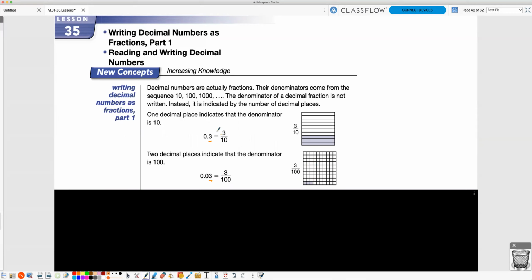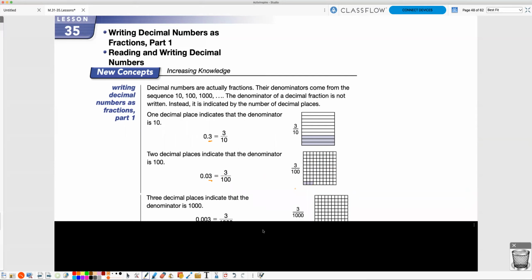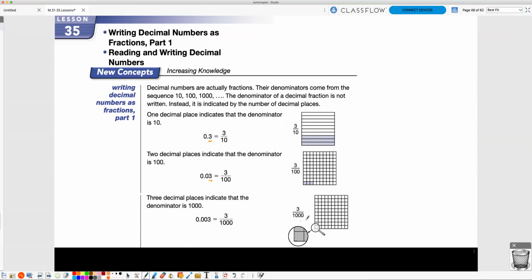And in this case, this is 3/10, so there's only 3 out of the 10, and here is 3/100ths. So there's only 3 out of the 100. Three decimal places indicates that the denominator is 1000. So we wouldn't really be able to show this in picture form very easily, but you can see that 3/1000ths is 3 of 1,000 possible parts.